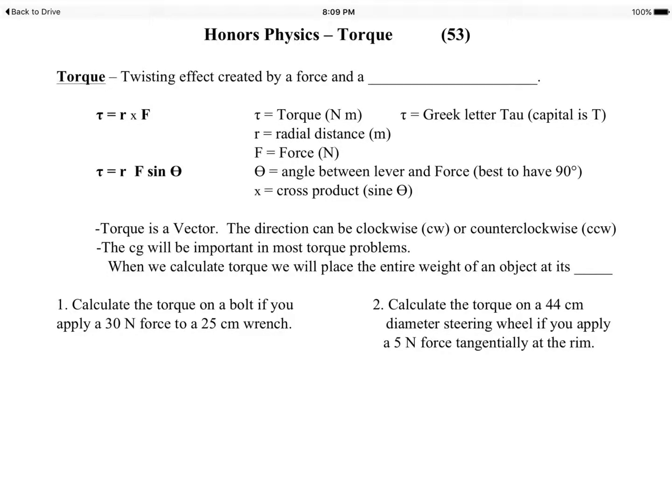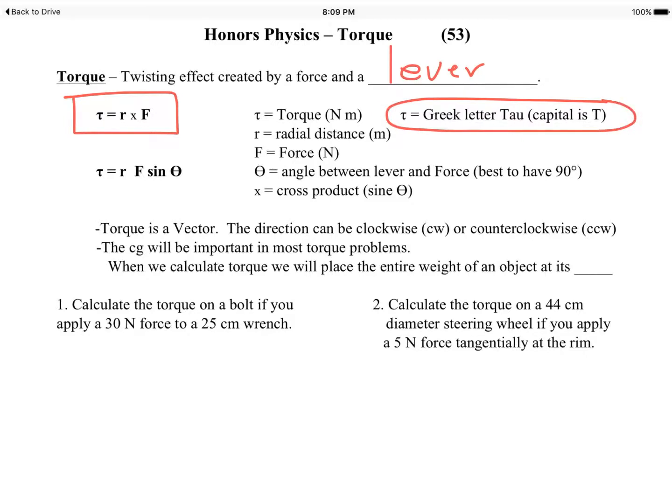Torque, and as they say in some books, it rhymes with fork, although spelled quite differently. Torque is a twisting effect created by a force and a lever. You can use a capital T for torque, but the Greek letter tau, T-A-U, is typically used quite frequently. It's kind of like a small t, so tau. Anyways, tau stands for torque. The units are Newton meters.